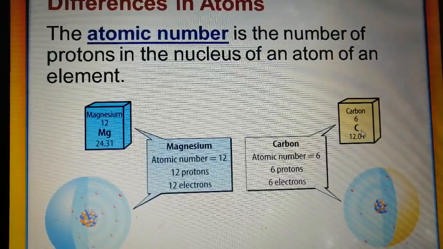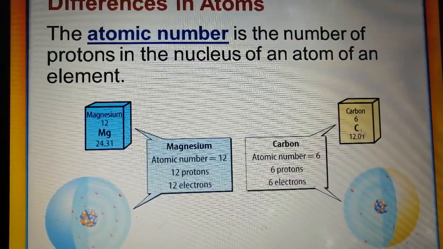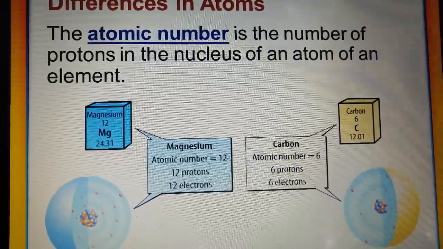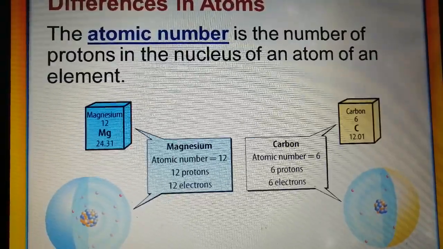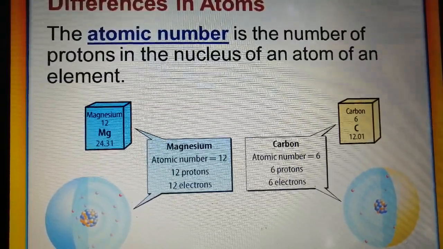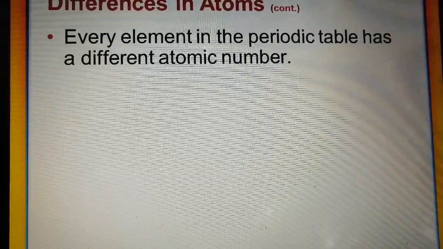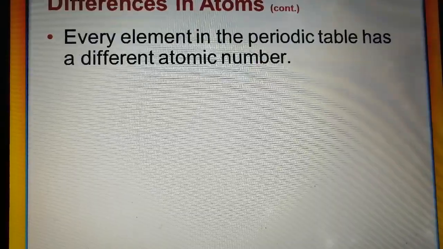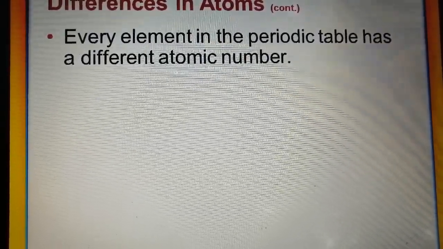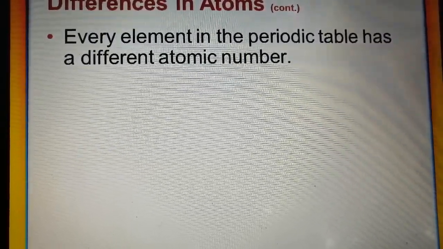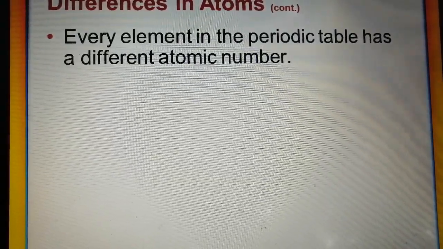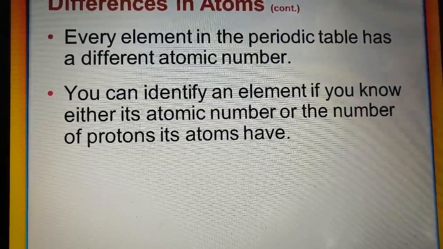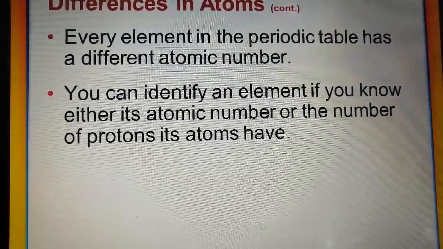So when you find this symbol, you must know 6 here represents the atomic number, and the atomic number represents the number of protons or the number of electrons. Every element in the periodic table has a different atomic number. We don't have two atoms that have the same atomic number. You can identify an element if you know either its atomic number or the number of protons its atoms have.